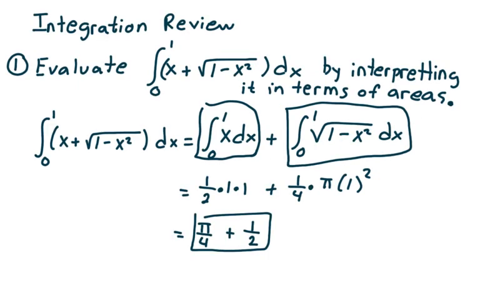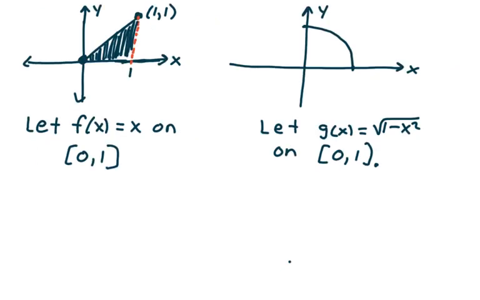And if we look at the second integral, we're looking at the integral from 0 to 1 of the square root of 1 minus x squared. Well, that's a quarter circle, right? Notice how I let g of x equal the square root of 1 minus x squared on the interval 0 to 1. And so we're looking at a quarter circle, and I'm going to find the area of this shaded region.